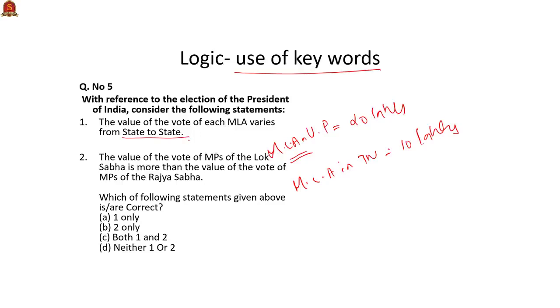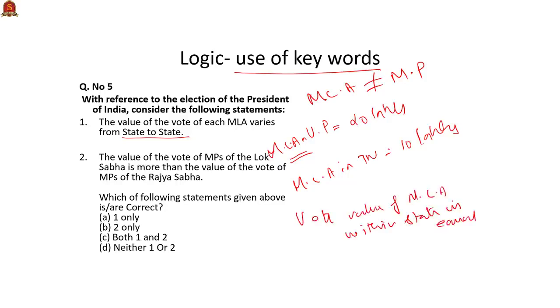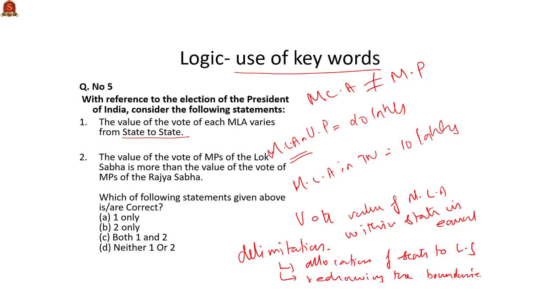So since the population of all the constituencies is the same, naturally the vote value of all the MLAs should be equal. Maybe. MLA vote value in the presidential election is not equal to MP's vote value, that everybody knows. But between MLAs, they will be thinking that it is equal. Remember, vote value of MLAs within a state is equal, because of the delimitation process. What is the delimitation process? Two things are there. One is allocation of seats to Lok Sabha, and the other is redrawing the boundaries of constituencies. Now, allocation of seats to Lok Sabha has been frozen at 1971, meaning it is based on the 1971 census only, and we are following the same thing.